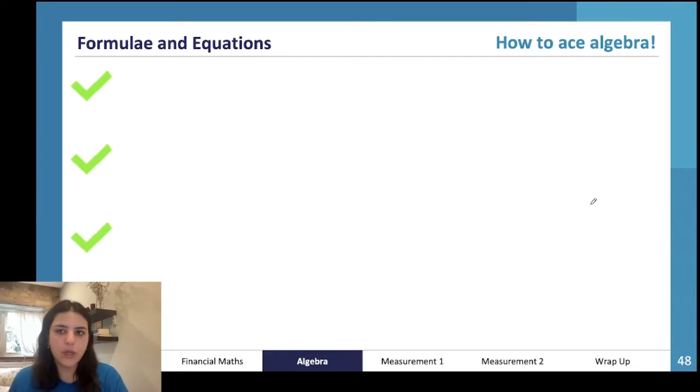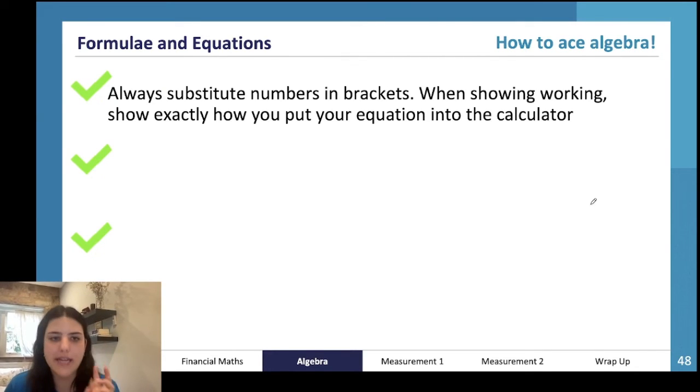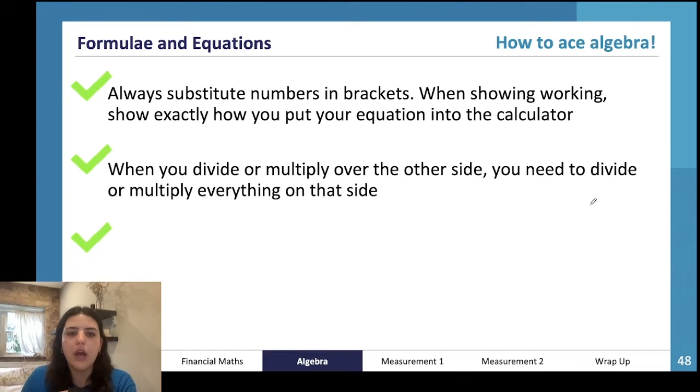Alrighty, that is all of our algebra content completed. So here are my 3 tips for you. Number 1, always substitute numbers in brackets. Remember in that first question I showed you, you always want to put your substitute numbers in brackets so that they aren't adversely affected by another part of the equation. And always write it down the way that you wrote it in your calculator.